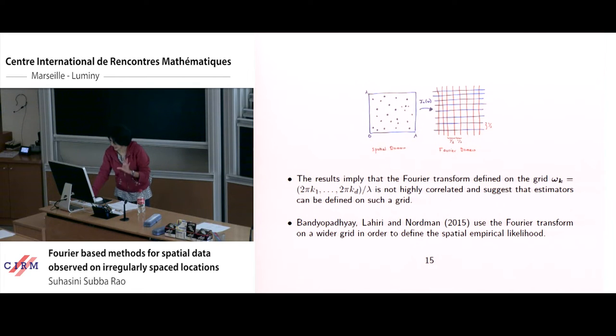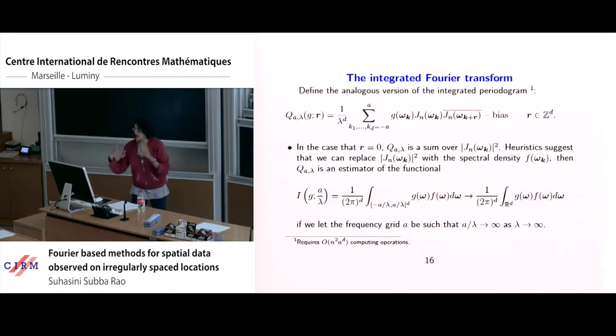Okay, so now we know how to define our Fourier transform. We can define basically our analogous version of the integrated periodogram. What we had in time series, we can now apply it to spatial data. And so this is basically it. A little bit more complicated, but I'm making the complication for certain reasons.